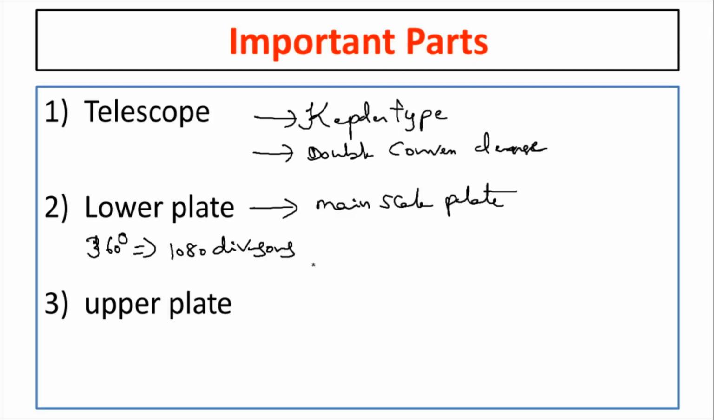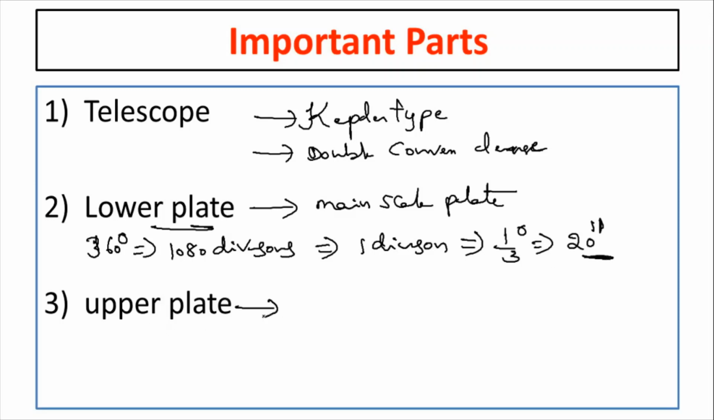The 360 degrees are divided into 1080 divisions. So each division is equal to how much? Each division is equal to 1/3 degree, that is equal to 20 minutes. Okay, so the least count of the lower plate is how much? 20 minutes. Then the upper plate is also called the vernier scale plate.